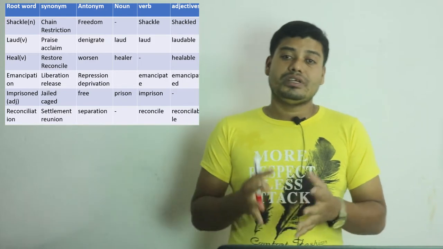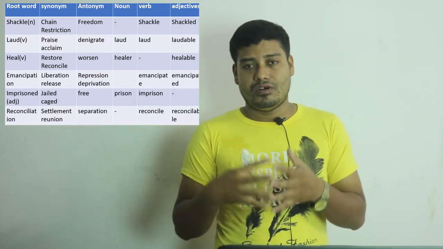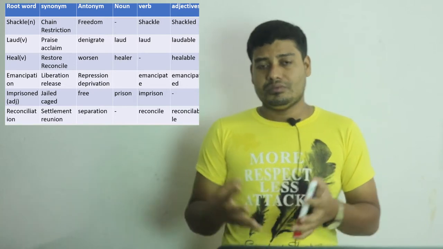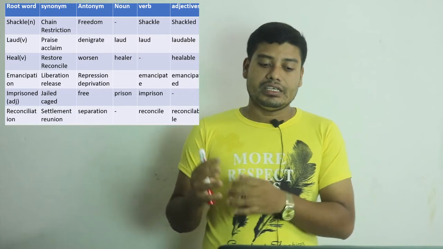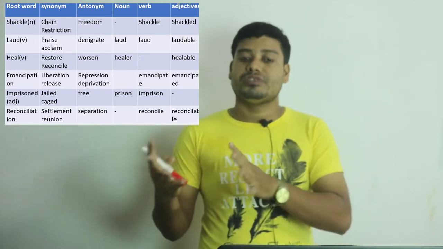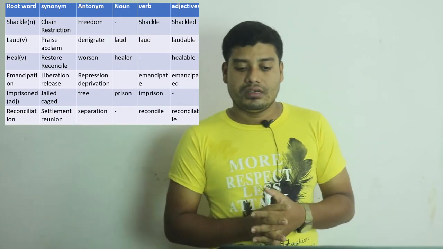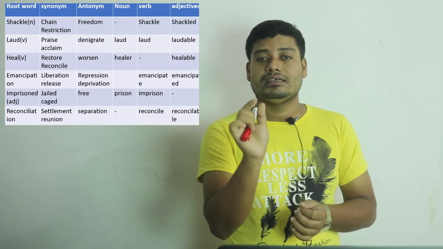The next is imprisoned. You see, imprisoned is the adjective form. You know, the past participle form of any verb, that will be adjective form. So it's the adjective form. Synonym will be jailed or caged, and antonym obviously will be free. Noun form will be prison, verb will be imprison. That means you will have to add some prefix.